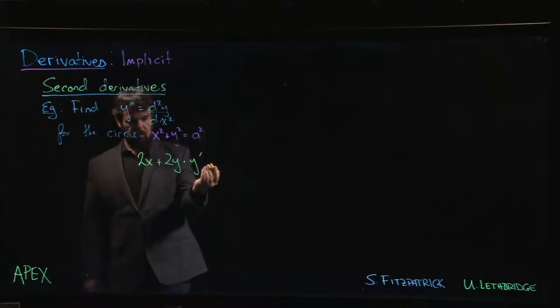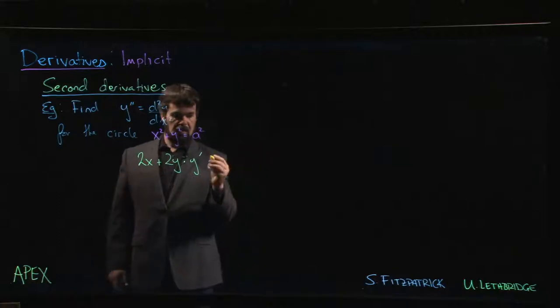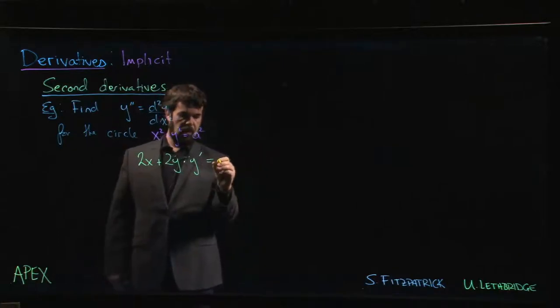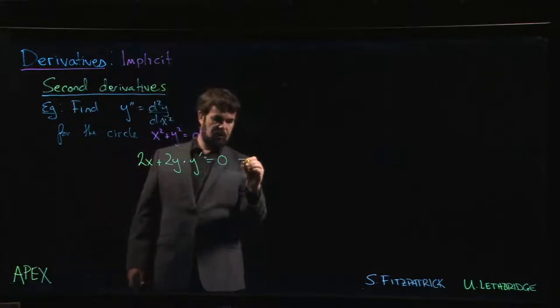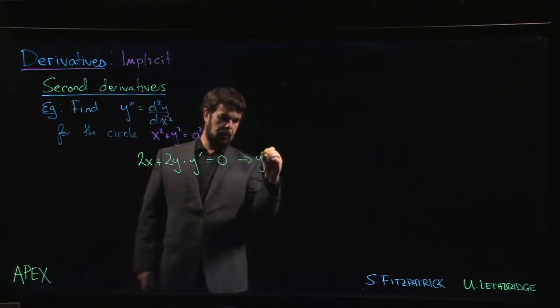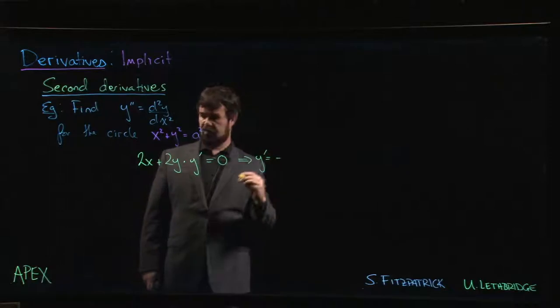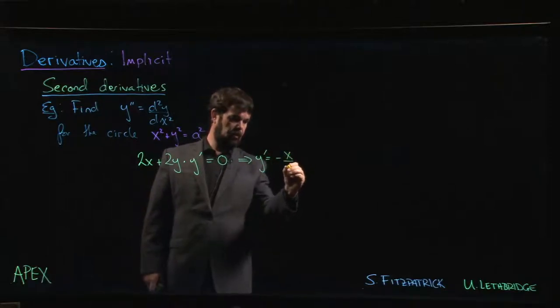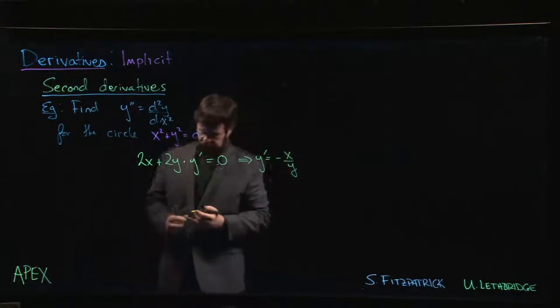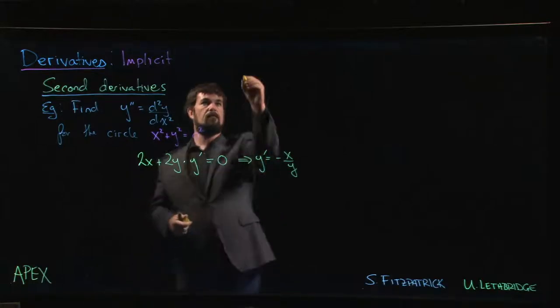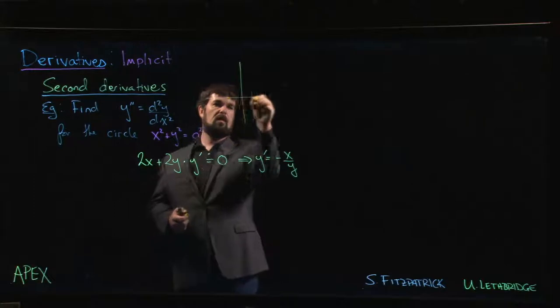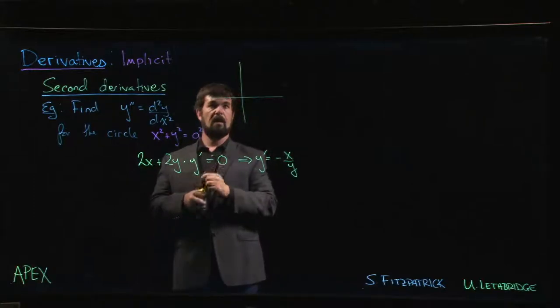We're treating y as a function of x. The a here, some positive constant, the derivative of a constant is always 0. So we solve for y prime. We've seen this one already. We're going to get y prime is minus x over y. Okay, so this is good, right? This gives us the slope of the tangent line at any point on the circle.